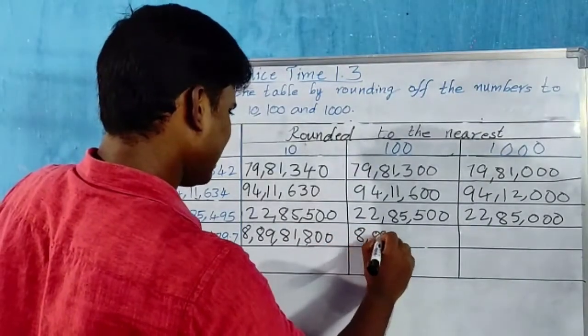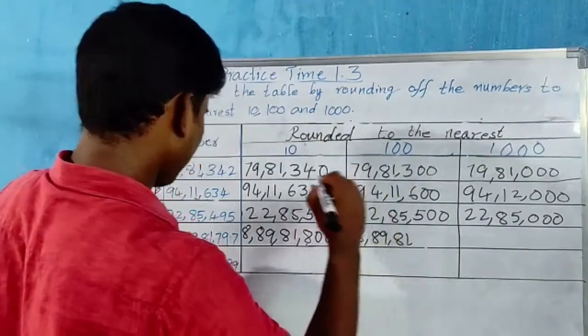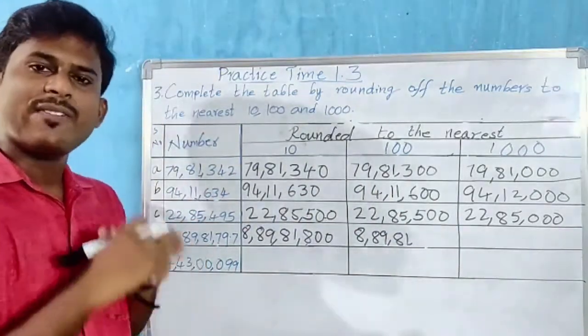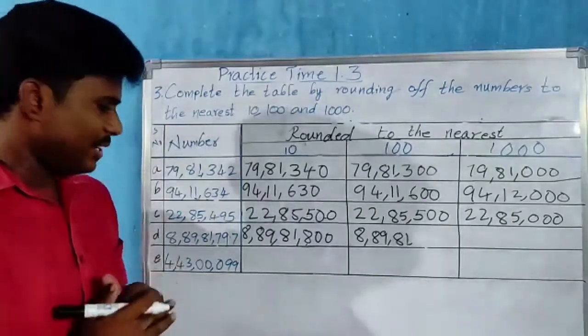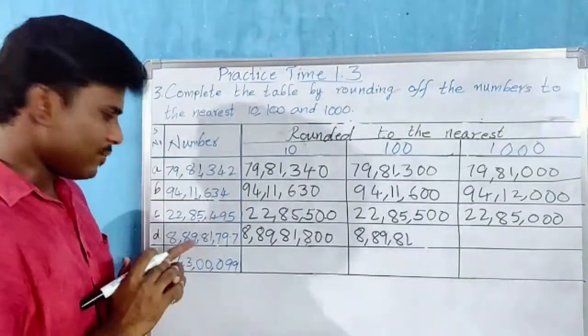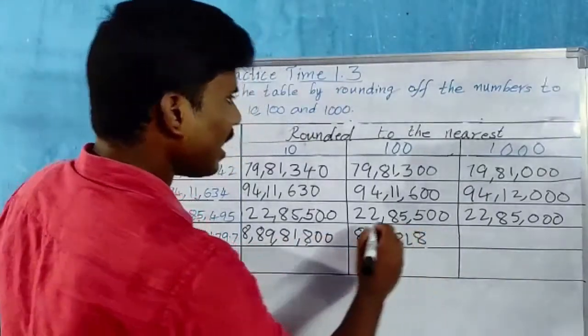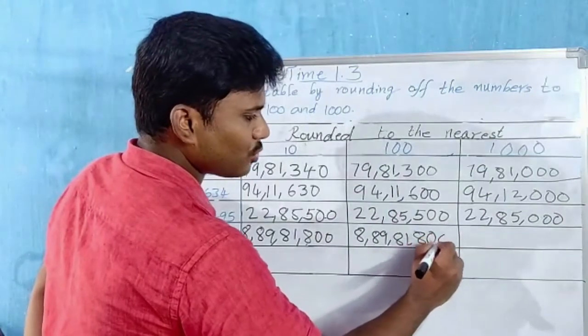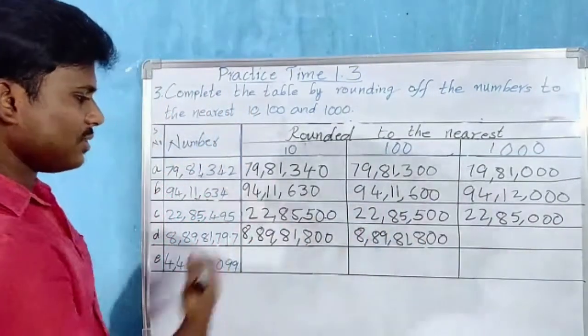8 crore, 89 lakhs, 81,000. Now the immediate right side we have 9, 5 to 9, climb up the vine. Means we have to add 1 to the digit 7. 7 plus 1 is 8. As it is nearest to hundreds, hundreds means we will have 2 zeros. We have to place 2 zeros to the right side of this digit.